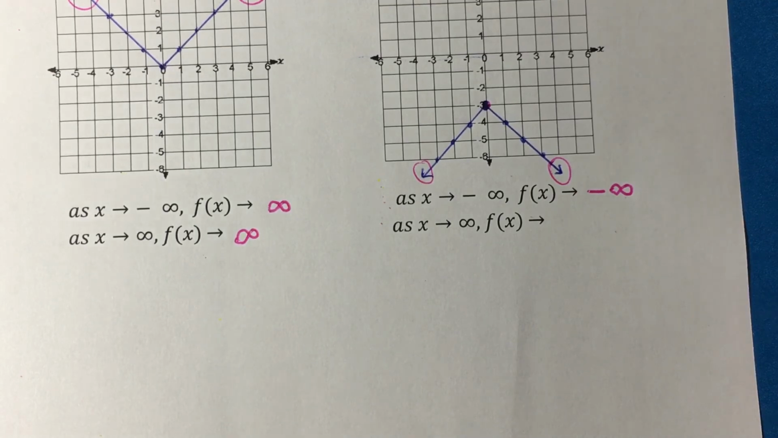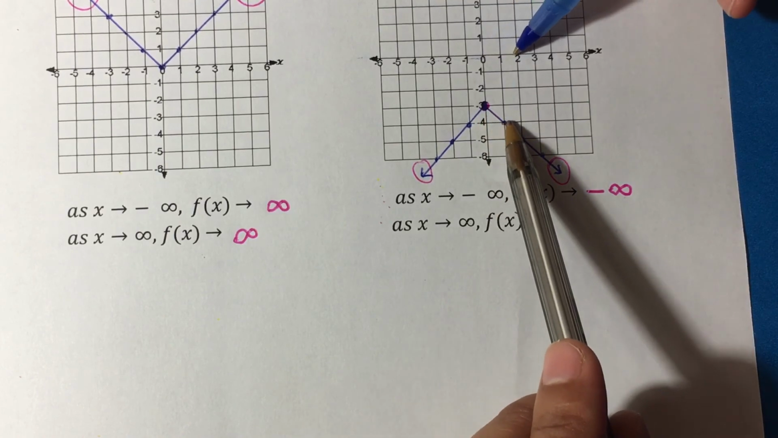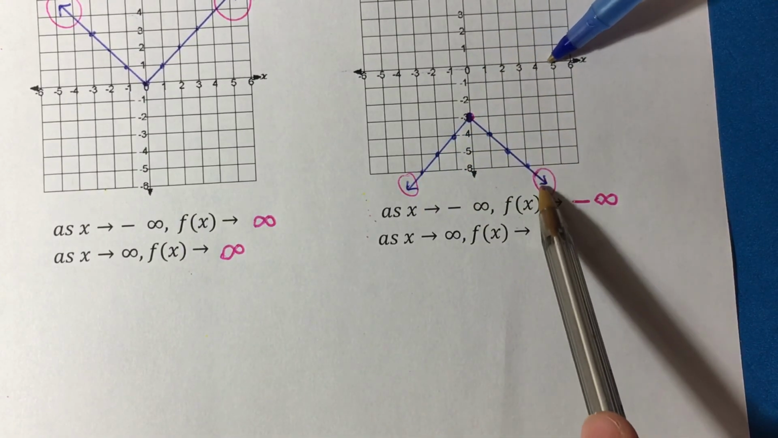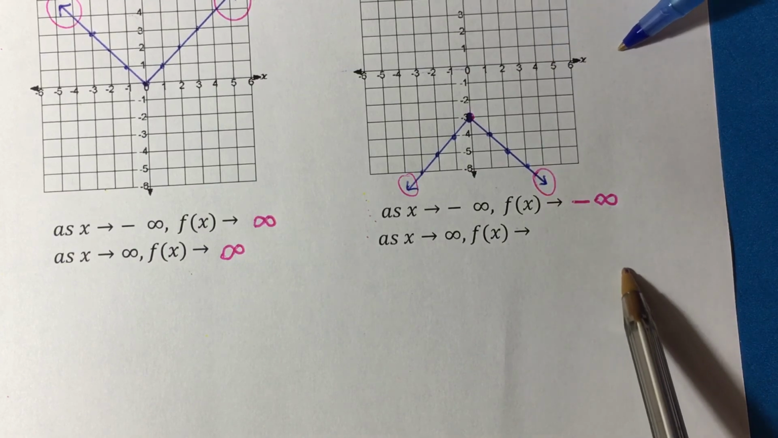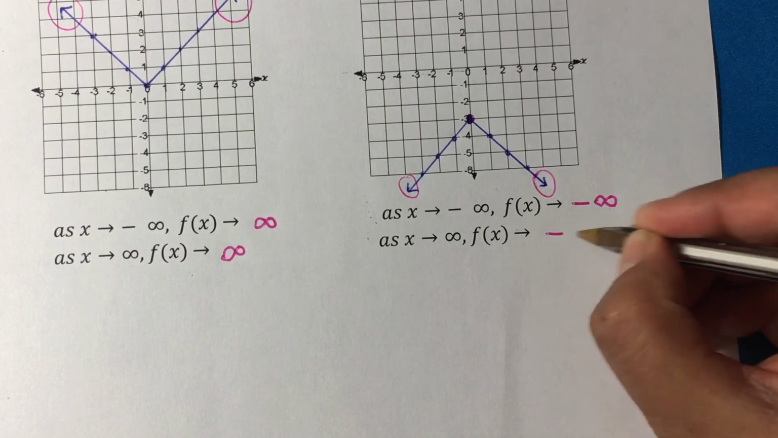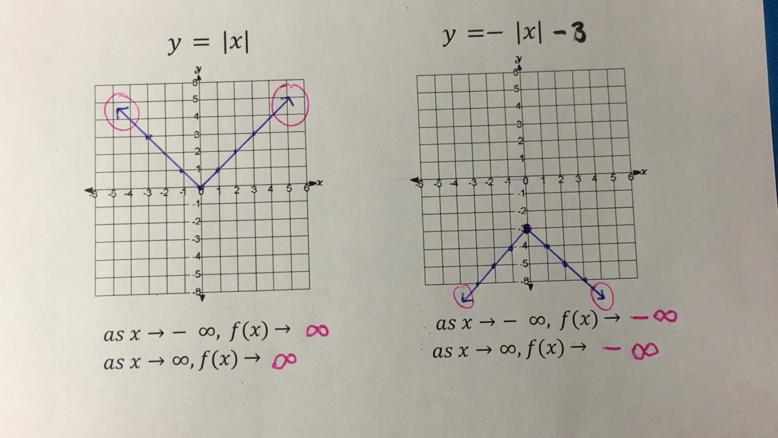Okay? Now on the other side, I start at 0. As x goes towards the positive infinite, what's happening to my f of x, meaning the values for y? They're going down infinitely again, so negative infinite. And both are diverging. With this, we end our lesson.